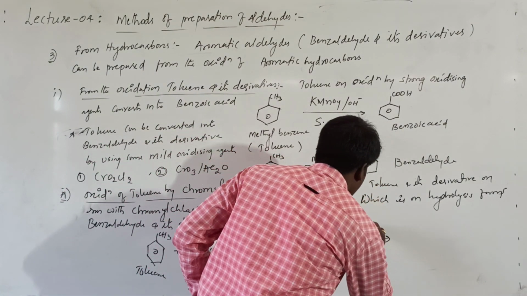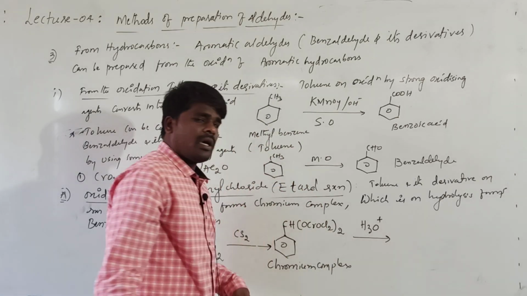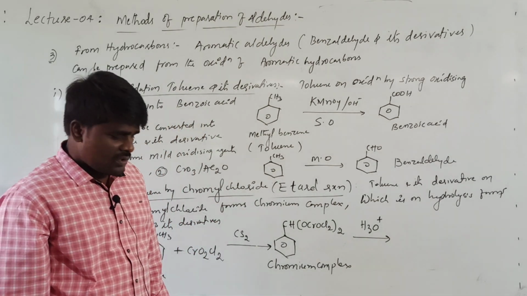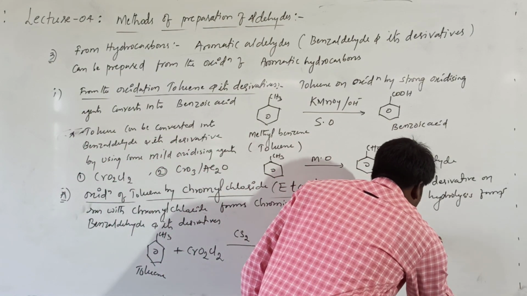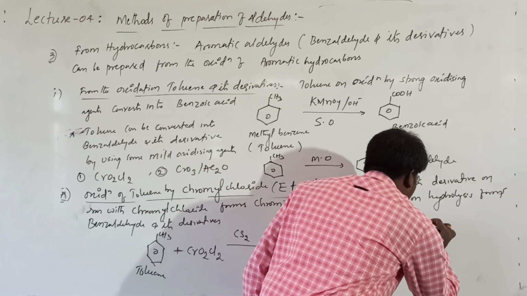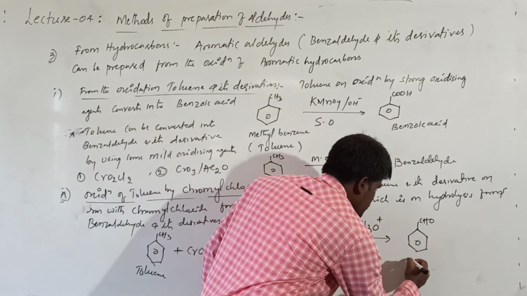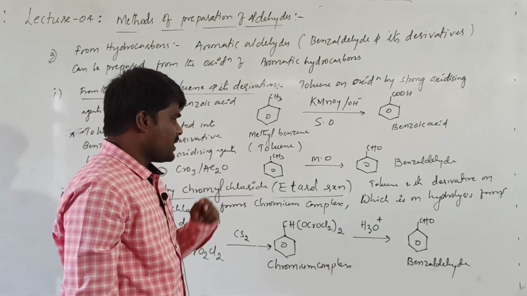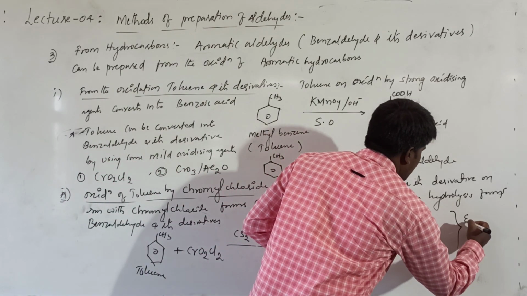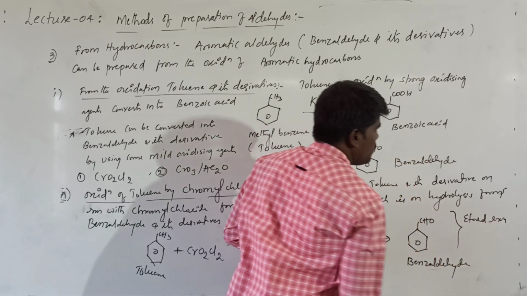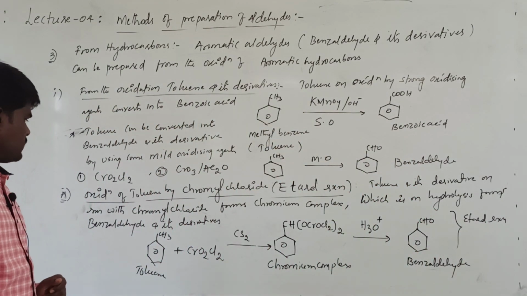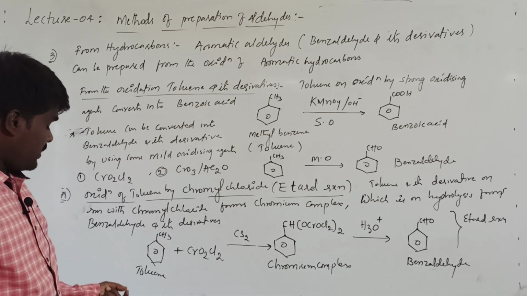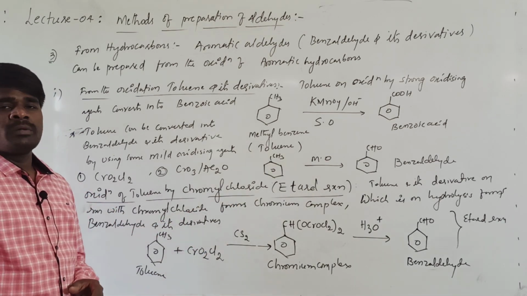When you hydrolyze this in acidic medium, this H3O+ indicates hydrolysis, it results in the formation of benzaldehyde. What is this? This is benzaldehyde. This particular reaction is called the Etard reaction. This is one of the methods used for the preparation of aromatic aldehydes, that is benzaldehyde and its derivatives. If you take any other substitution here, that will result in the formation of a benzaldehyde derivative.